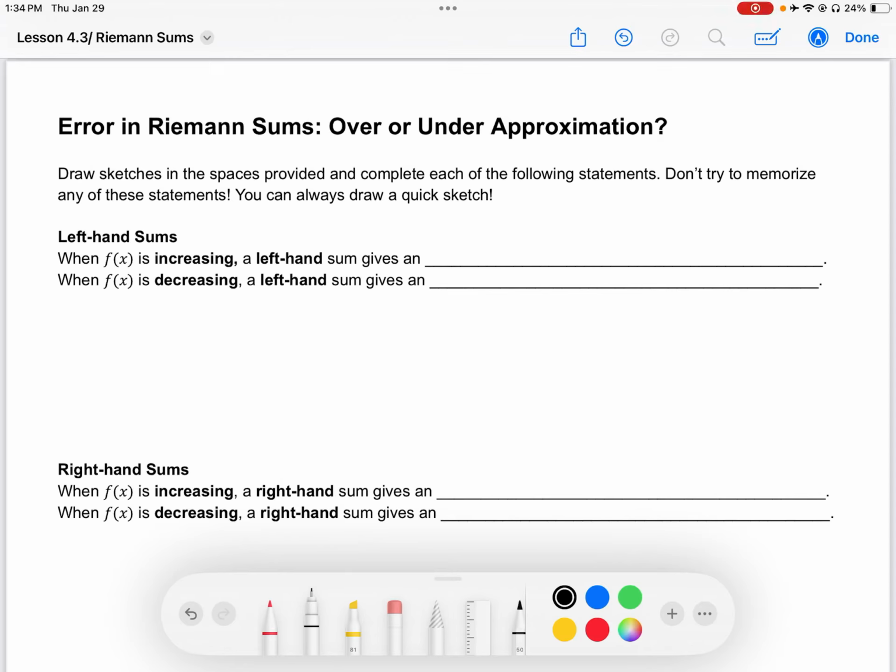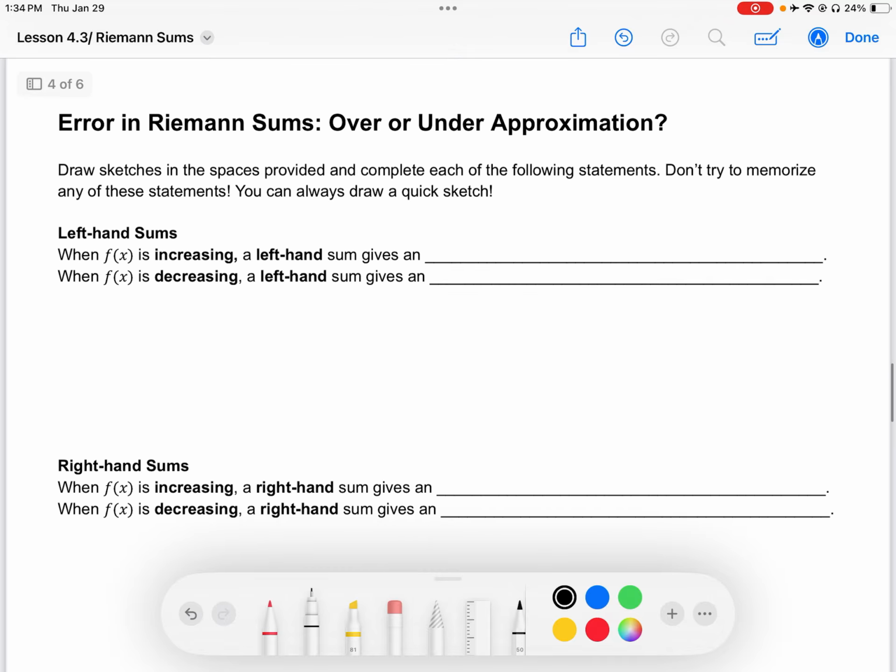Alrighty, so we're going to talk a little bit about error here. I think you could figure this out without watching the video, so I'd encourage you to try and do that. And I certainly don't want you to memorize these things. It would be better to just be able to draw little sketches. So let's try and figure out whether each of these things is an over or under approximation.